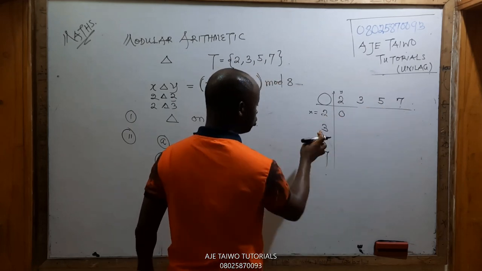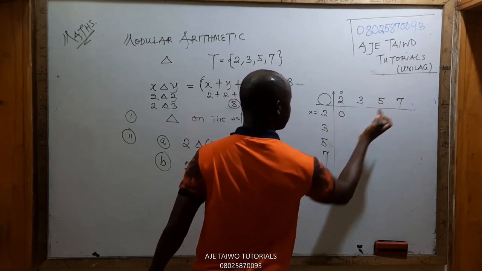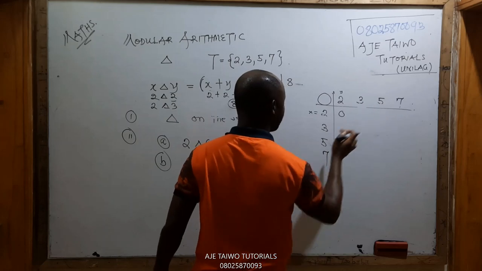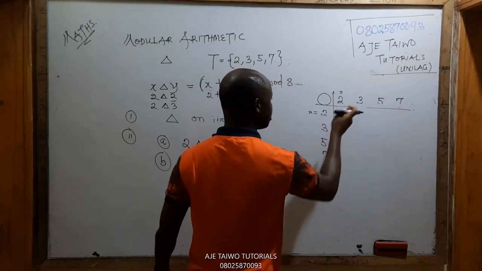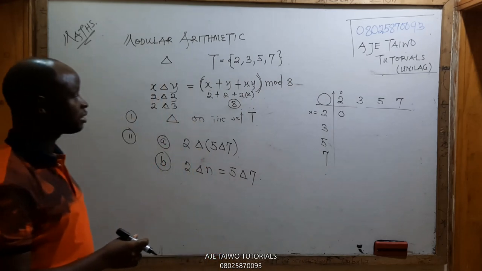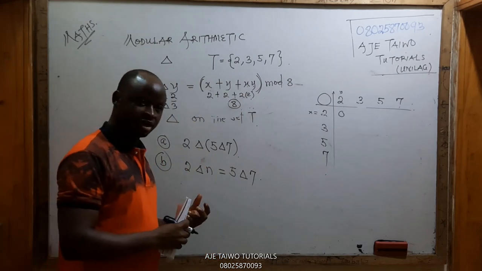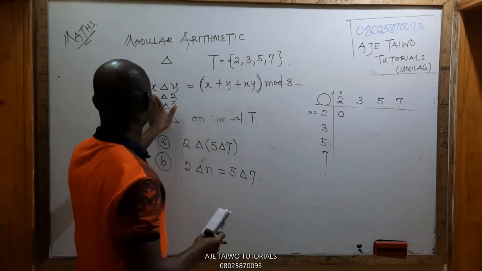When you are done, you do 3 and 2, 3 and 3, 3 and 5, 3 and 7. When you are done, do 5 and 2, 5 and 3, 5 and 5, 5 and 7, and 7 and 2, 7 and 3. You can leave this for you as assignment. This is what you send to me today after the class. I want to see what you do to this. Okay. So that's assignment one.